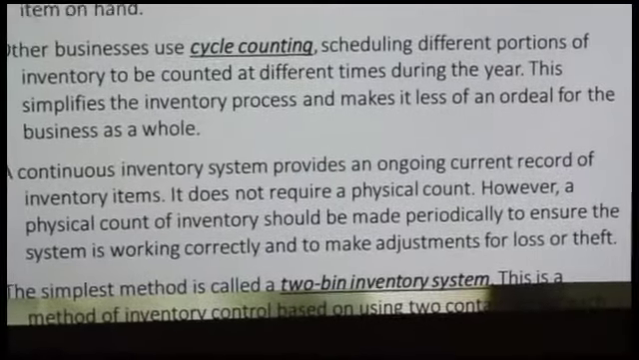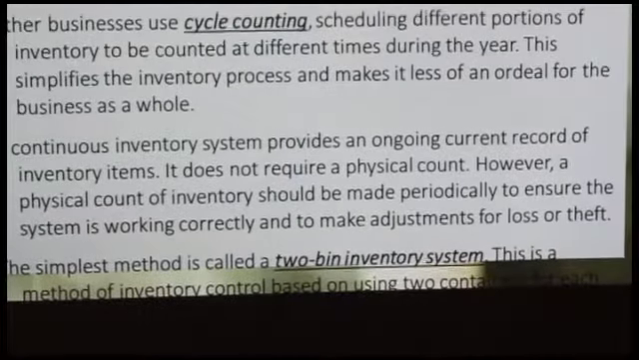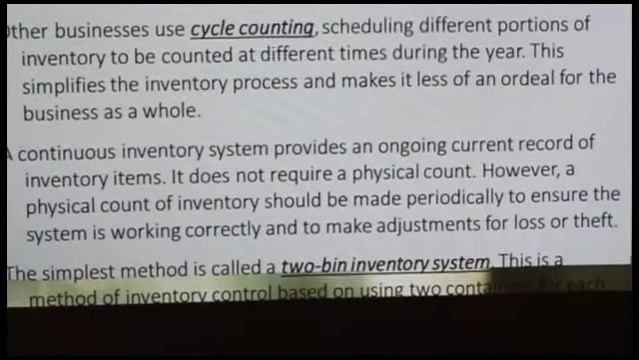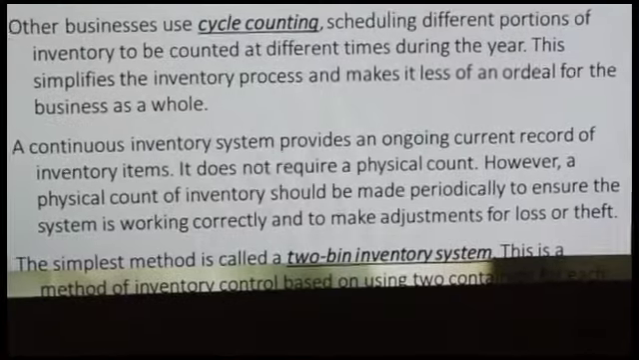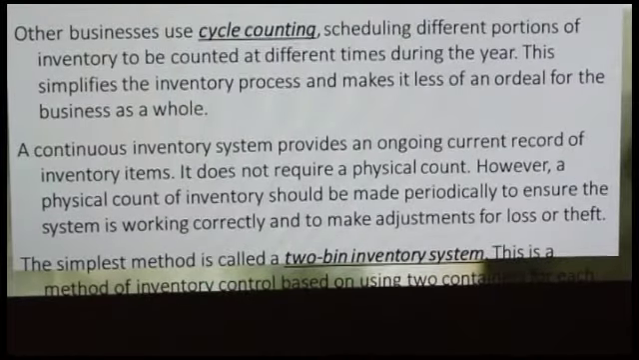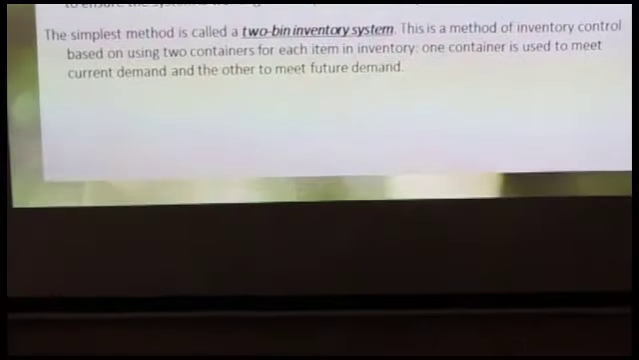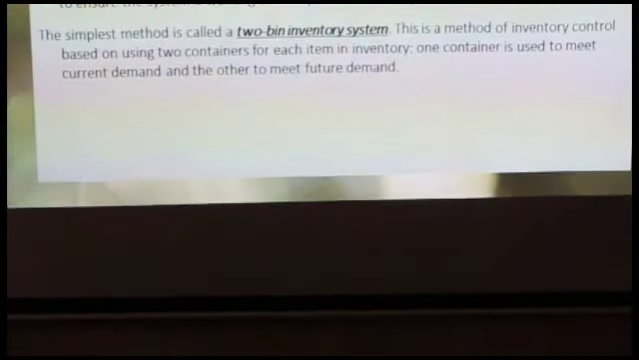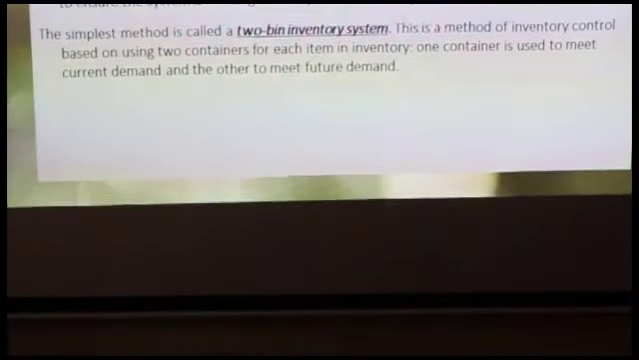A continuous inventory system provides an ongoing current record of inventory items. It does not require a physical count. However, a physical count of inventory should be made periodically to ensure the system is working correctly and to make adjustments for loss or theft. The simplest method is called a two-bin inventory system. This is a method of inventory control based on using two containers for each item in inventory. One container is used to meet current demand and the other to meet future demand.